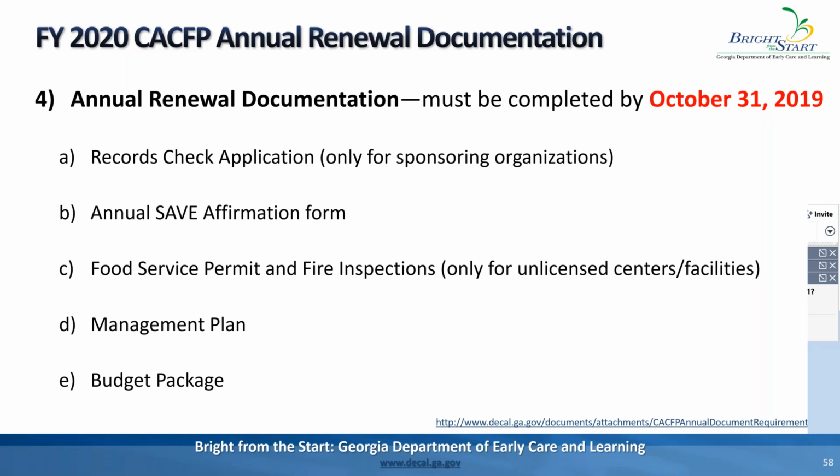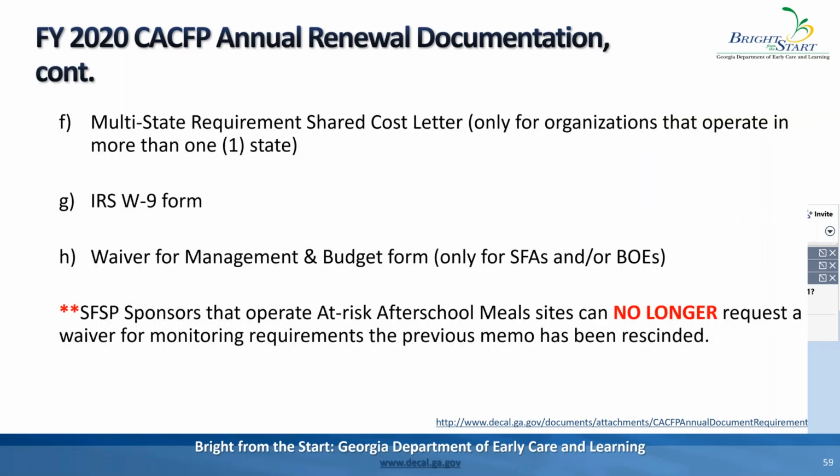The budget packet is required annually for sponsored organizations, and only for independent centers with a new cost, which requires specific prior written approval, or if the budget packet is not detailed on an annual or yearly basis. Some additional documents are the multi-state requirement shared cost letters, which are only for organizations that operate in more than one state. The IRS W-9 form and the waiver for management and budget form are only for school food authorities and Boards of Education.